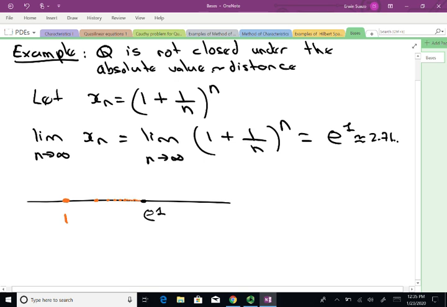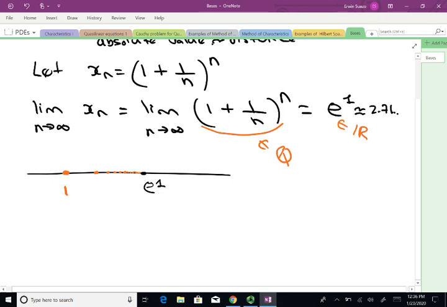But e to the 1 is not a rational number, right? e to the 1 belongs to the real numbers. But all these guys belong to the rational numbers. So you see, the limit of this sequence is not in the rational numbers, it is in the real numbers. So therefore, the rational numbers are not closed under the absolute value distance, or under the norm, which in real numbers we call absolute value. Okay, so that's one example.